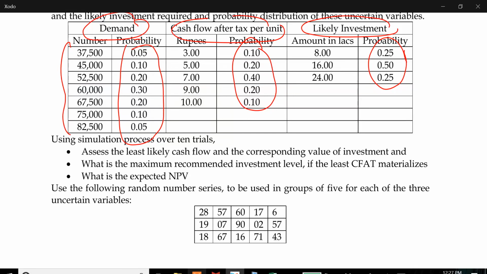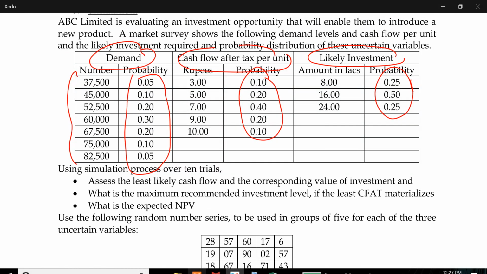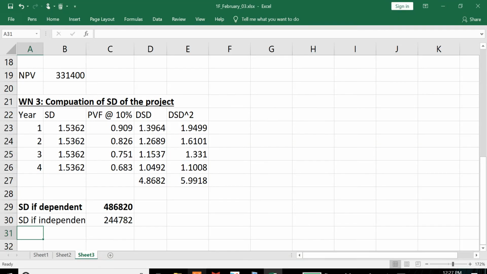Okay, now in order to do a simulation experimentation, we fit something called a random number table. There's an Rn table to be fitted in. Once we fit that Rn table, we will do the experimentation. Now, a random number table can be fit if you have a probability distribution. If there's no probability distribution, you cannot do the simulation itself. So I'm going to fit random numbers for demand, cash flow and likely investment, because there's a probability for all three. Working note 1, Rn table for demand.